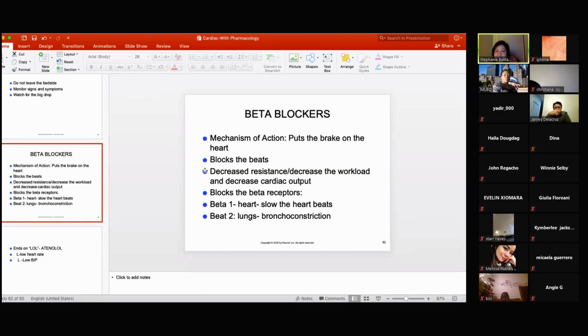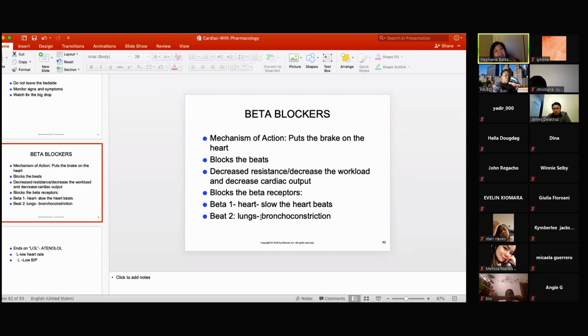So, in an effort to slow down the heart rate, what is happening to the lungs? The lungs also have bronchoconstriction, because beta blockers block beta receptor 1 and beta receptor 2. It's non-selective. We cannot say you only block 1 and don't block 2. It has to block both.